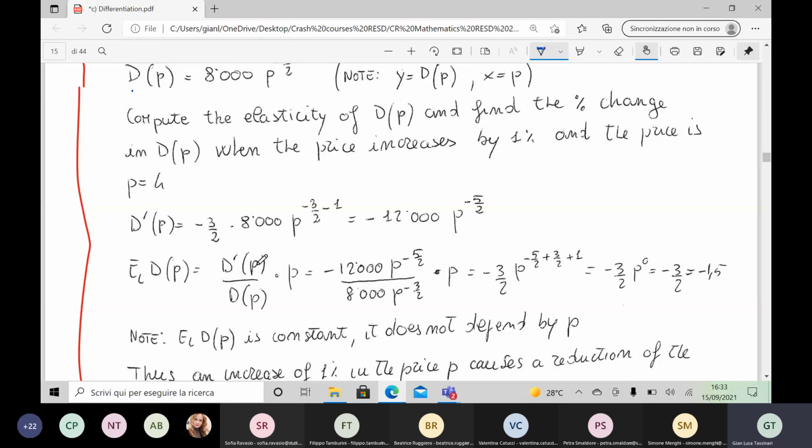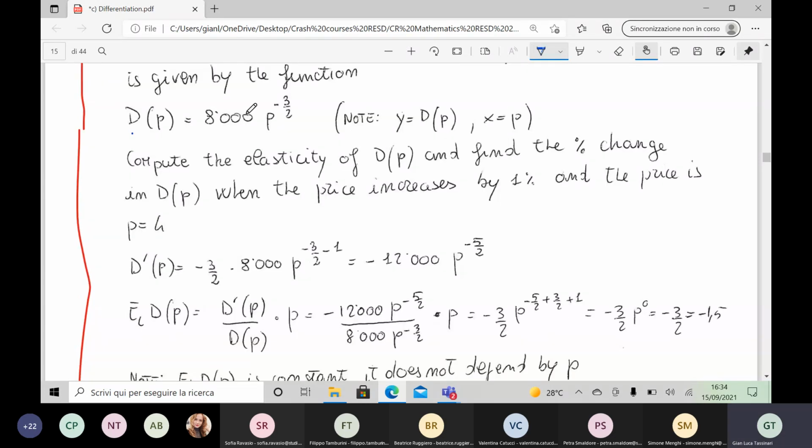So this was our demanded quantity function. Copy this multiplicative constant. What kind of function is this one? P to the power alpha, so it's like x to the power alpha. So you have minus 3 over 2 times, copying the multiplicative constant, P raised to the power alpha minus 1, so minus 3 over 2 minus 1. Here I did the computation: minus 3 times 8 is minus 24, divided by 2 is minus 12. Add the three zeros. Then make the common denominator, and you get P to the minus 5 over 2.